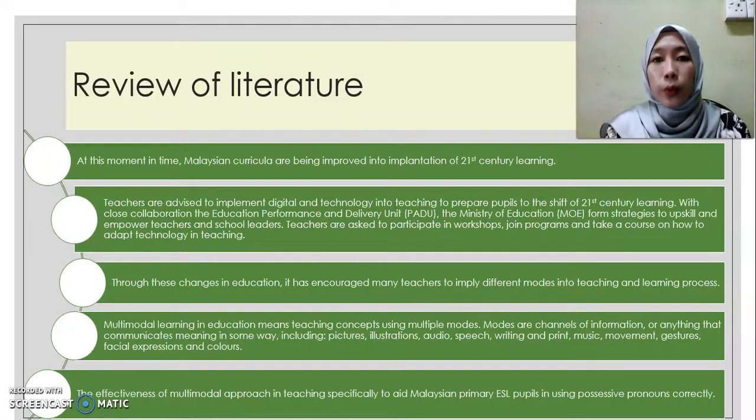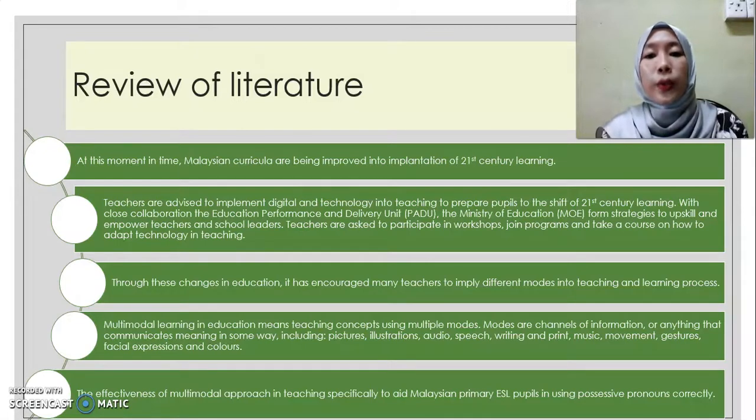Some literature review that supported my problem statement on using a multimodal approach in helping pupils use possessive pronouns correctly is based on the fact that Malaysian curricula are being improved into the implementation of 21st century learning. Teachers are advised to implement digital and technology into teaching to prepare pupils for the shift to 21st century learning. And so, through these changes in education, it has encouraged many teachers to apply different modes into the teaching and learning process.